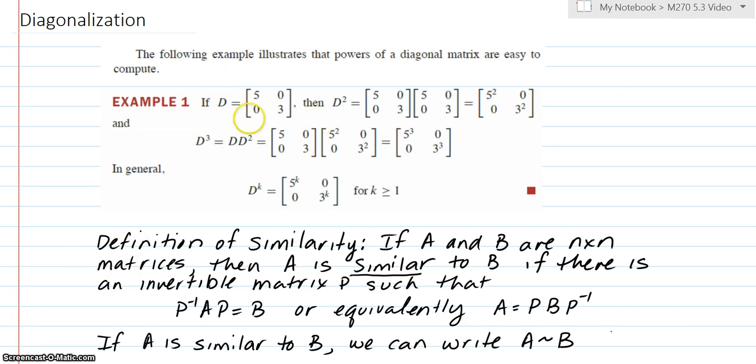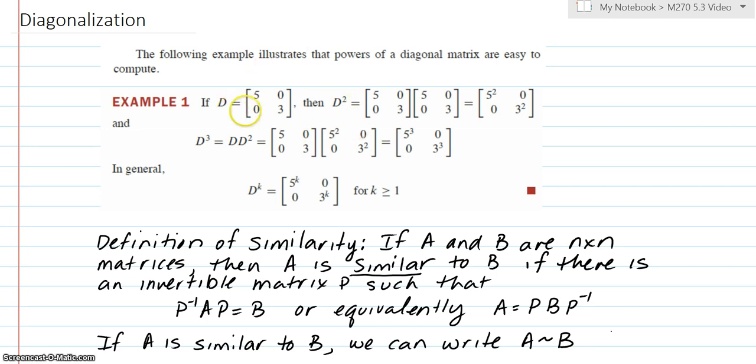If you remember from past sections, a diagonal matrix, such as example 1 here, is a square matrix whose entries not on the diagonal are all 0. And the following example illustrates that powers of diagonal matrices are easy to compute. So let's just look at that.